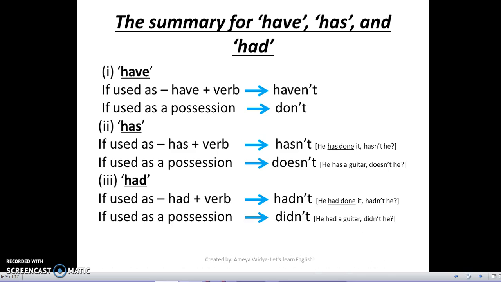And if had is used as a possession, then you use didn't. He had a guitar, didn't he? Now again, had is used as a possession because he had a guitar, didn't he? Now another thing to learn here is that it is didn't. You don't pronounce it as didn't. Didn't is the right pronunciation. The second D is not silent.